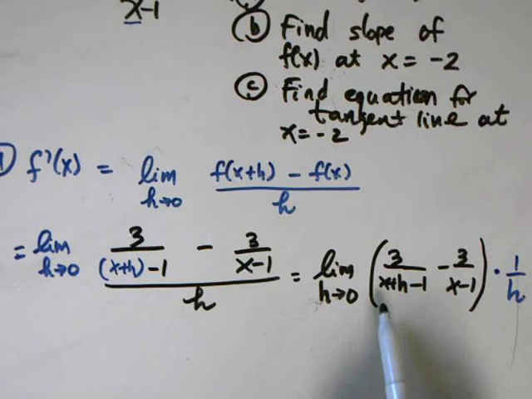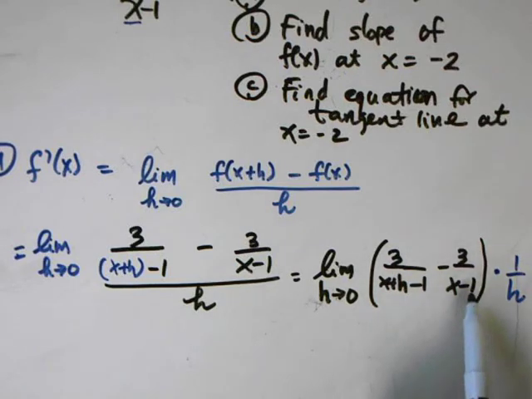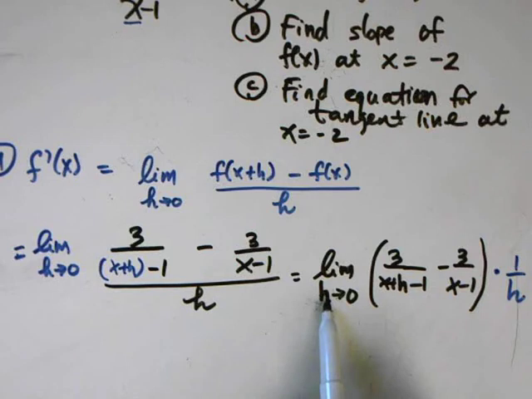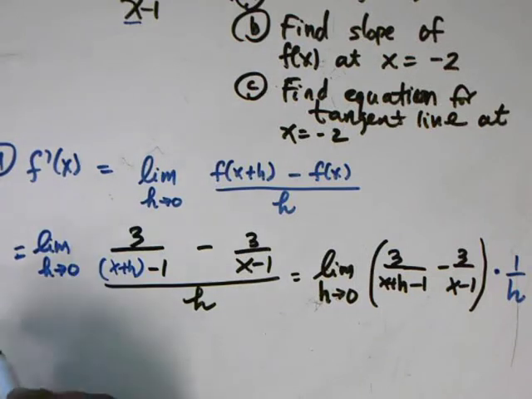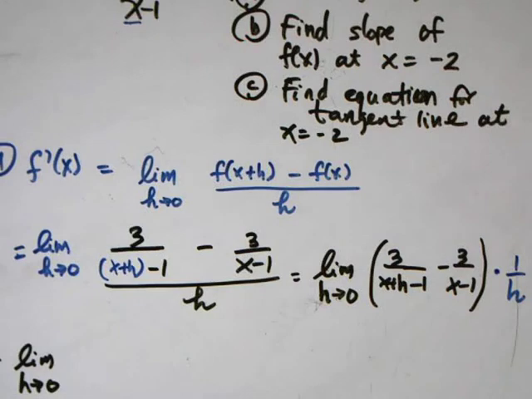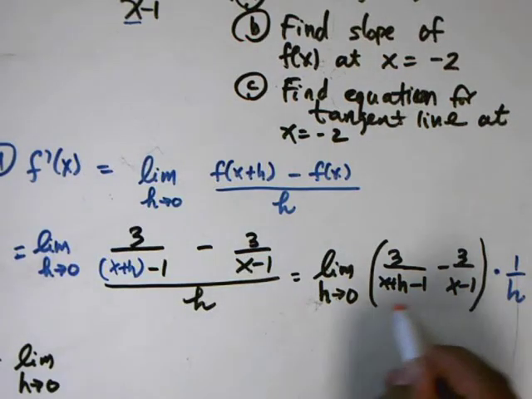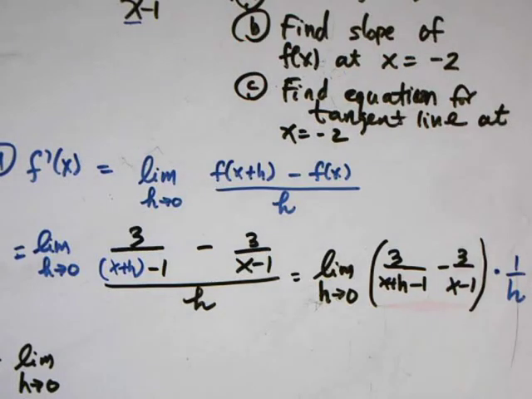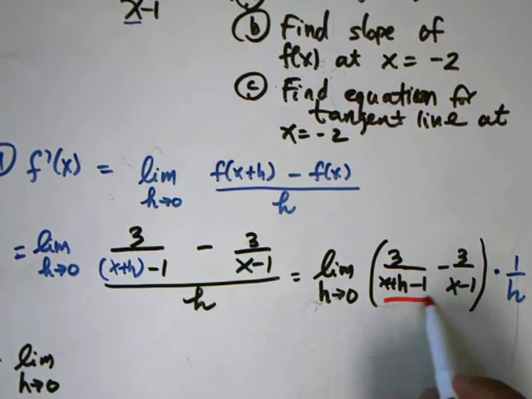Now what I can do is work with the expression inside the parentheses and try to get the same denominator so I can simplify things. The reason I'm doing that is because I cannot substitute 0 in for h. We can't do direct substitution because we're going to get 1 divided by 0, which is undefined. So it's going to be the limit as h approaches 0, and I'm going to take this part right here and work with that a little bit.